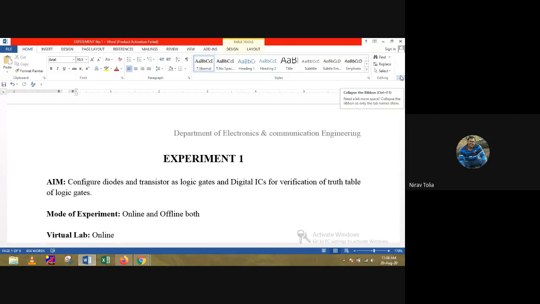Okay, then you have to submit this experiment. Otherwise, you complete it and send it. Take a photograph, make a PDF, and send it to my mail, or you can send it to me on WhatsApp personally. Okay, so this is experiment number 1.